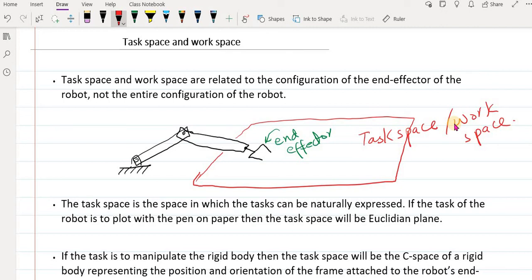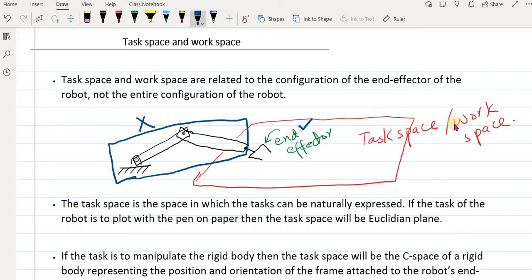So the other configuration of the robot is not included in this task space or workspace. So we are not concerned about the configuration of the robot. We are only concerned about the end effector. Is it clear?